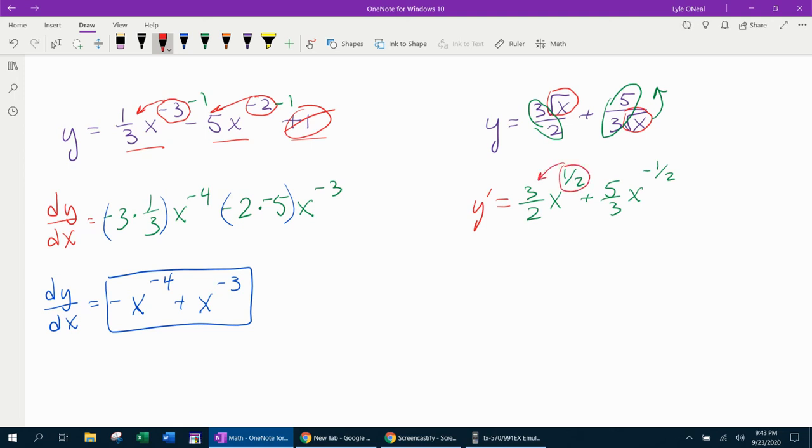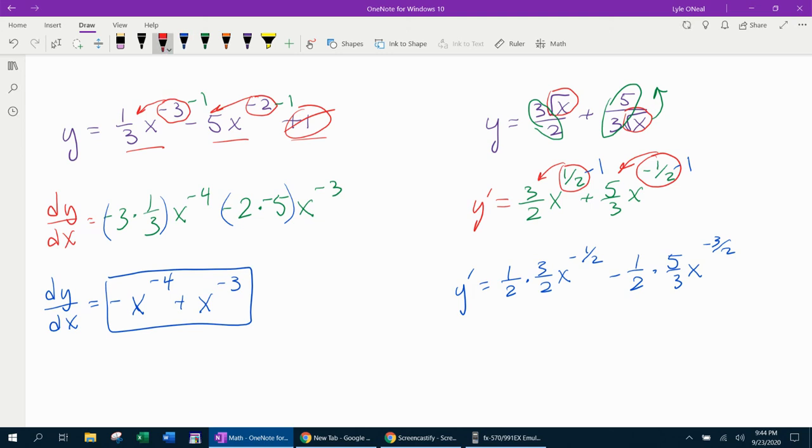So we're going to multiply. We're going to have y prime equals, that's going to be 1/2 times 3/2 x to the, and then remember you subtract 1 from the power. 1/2 minus 1 is -1/2. And then we're going to rinse and repeat. -1/2 times 5/3 x to the, and then we subtract 1. -1/2 minus 1 is -3/2.